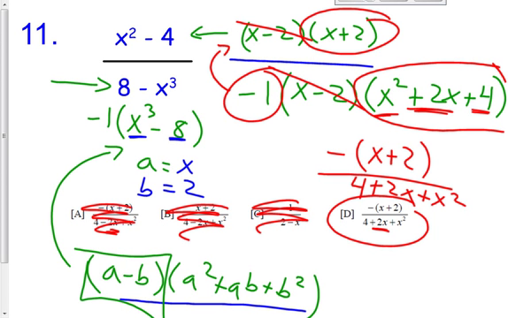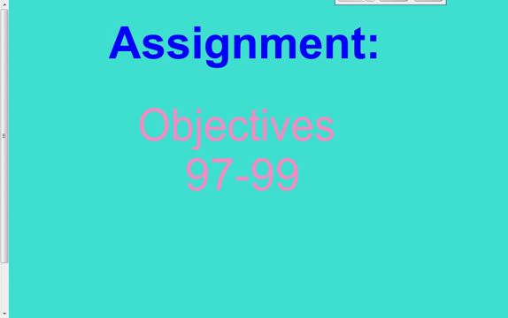You're all going to have a problem in Excel Math that is the sum or difference of two cubes. Now you know how to solve that one. Let me know if you have any other questions or if you need any further guidance on any of them. Our homework assignment is objectives 97 through 99.